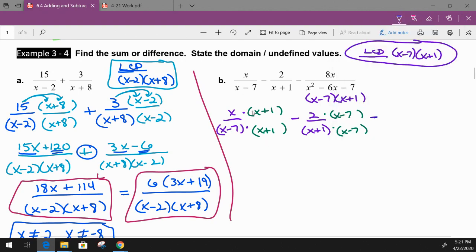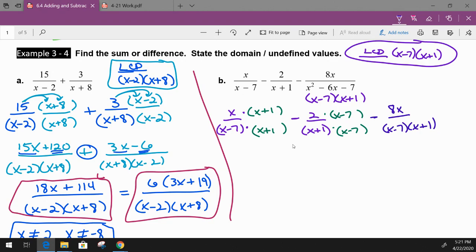All right, our third fraction, we have 8x over, and I'm going to leave this in factored form, x minus 7 and x plus 1. Since this third fraction already has both factors of the least common denominator in it, you don't have to multiply the third fraction by anything at all. It's just going to stay the same.